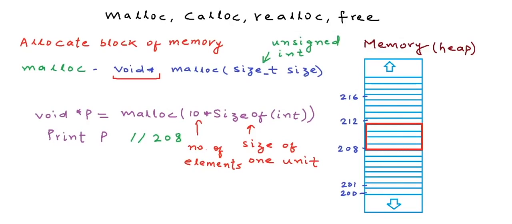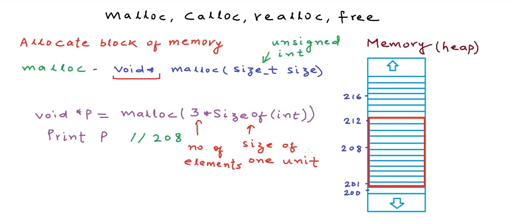Let's say we want to have space for 3 integers. I have picked 3 so that I have enough space to allocate memory in the figure that I'm showing here. Let's say this block of 12 bytes is allocated because size of integer is typically 4 bytes. So this starting address would be 201.